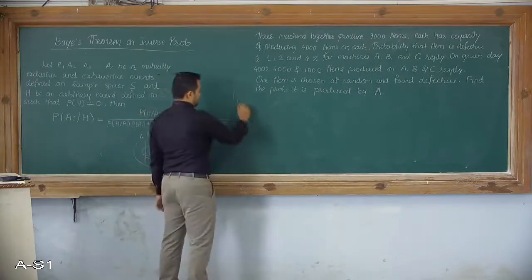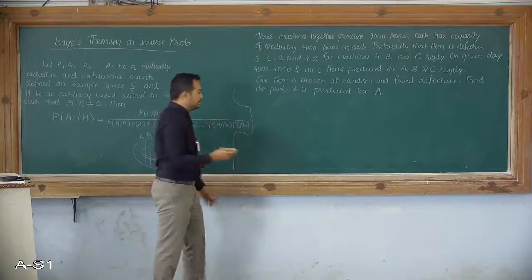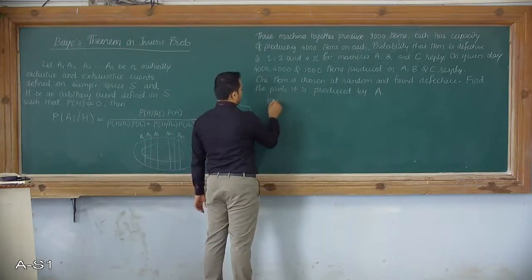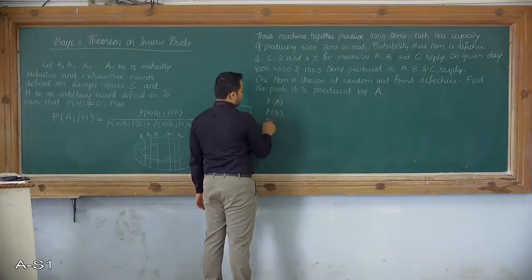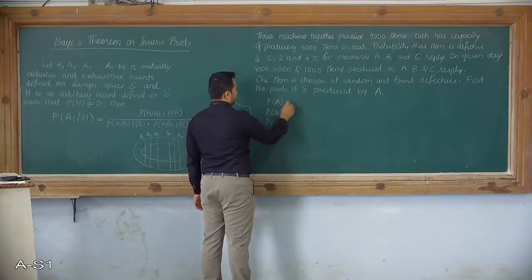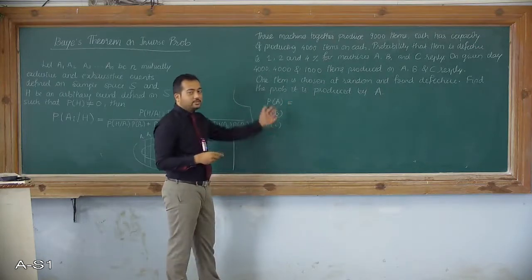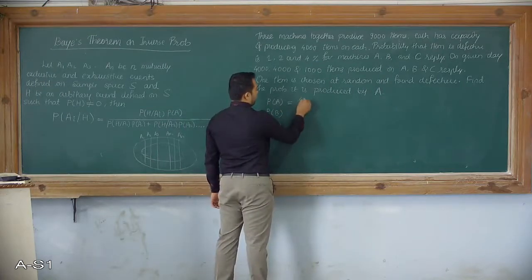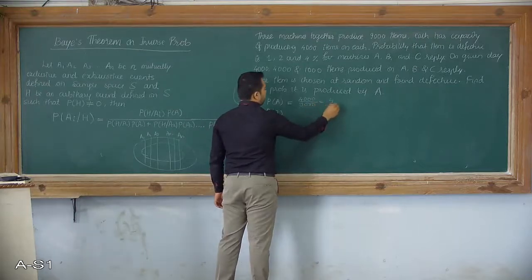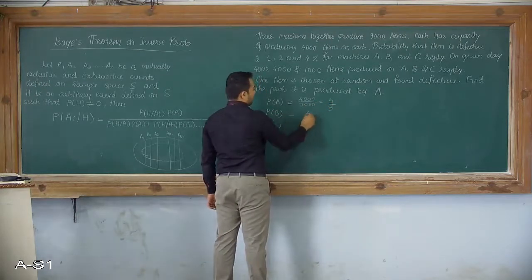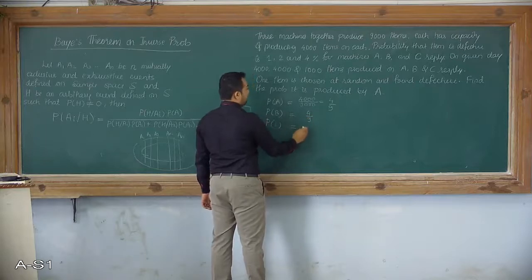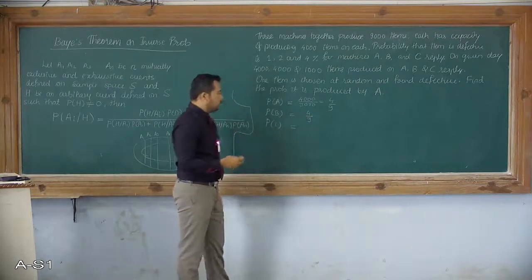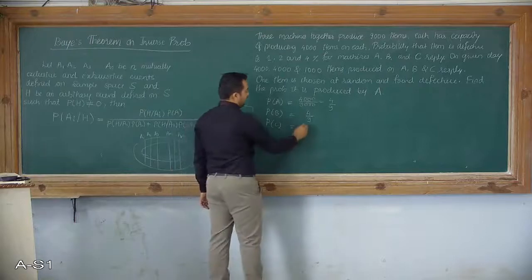So now there are three machines A, B, C, so there are three events basically: A, B, C. The probability that the item is produced on machine A is 4,000 among 9,000, so it is 4 by 9. The probability of B is also 4 by 9, and the probability that the item is produced on C is 1 by 9.